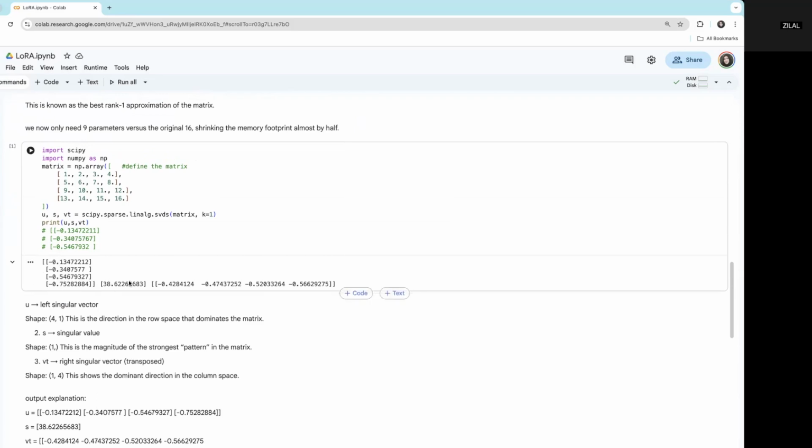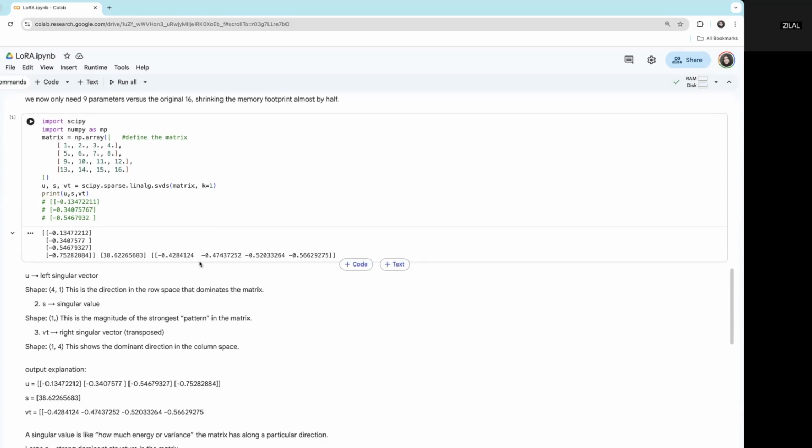And the S is the singular value, which is 38.62 of the shape of 1. This is the magnitude of the strongest pattern in the matrix. And finally, this is the V transpose, the right singular vector, which has the shape of 1 by 4. This shows the dominant direction in the column space. The U shows the dominant direction of the row space, this one.